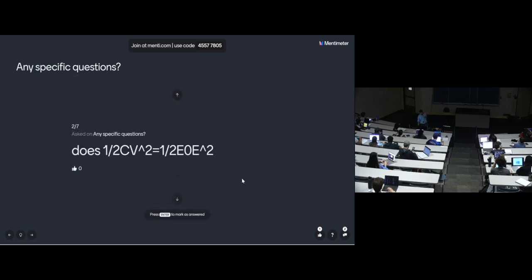Okay, that's a good question. Does 1/2 CV² equal 1/2 ε₀E²? Only within the confines of a parallel plate capacitor. Within that, 1/2 CV² would be equal to this times the volume of the space between the plates of the capacitor. So you'd end up having to multiply times A times D to get this statement to be true between the plates of a parallel plate capacitor.